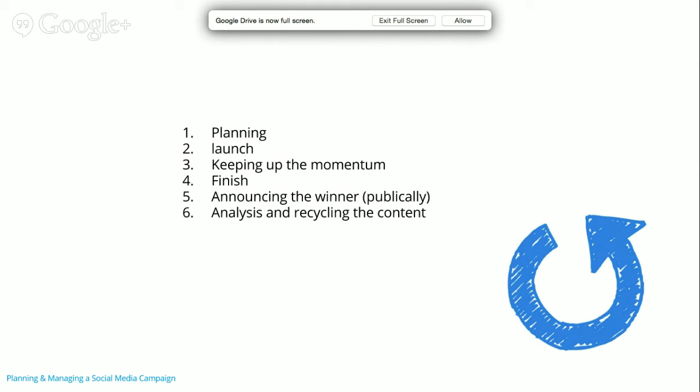So again, this all comes back to the planning, setting out and starting off with the end in mind. What is it that you are looking to achieve? And then thinking creatively about all the components and how you can capitalize on all of those components throughout the whole campaign.